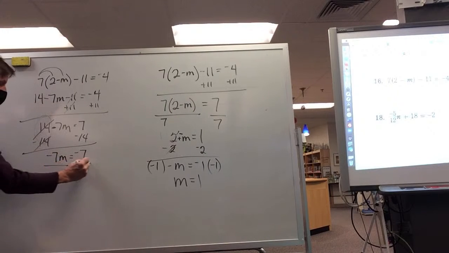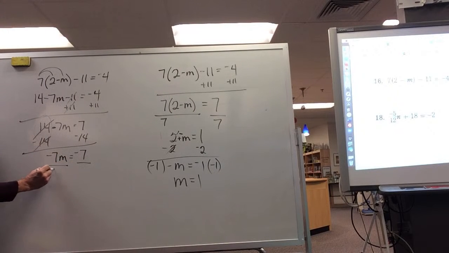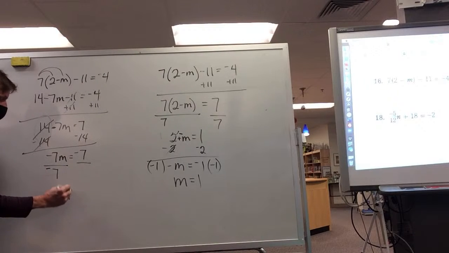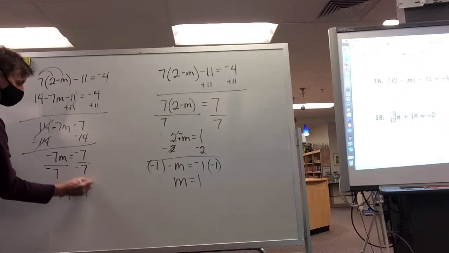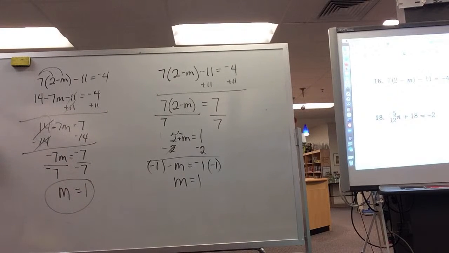Divide by. If you divide by 7, this will be negative. But if you divide by a negative, it turns to a positive. So if I divide, a negative divided by a negative is a positive, and it's 1. We don't have to check this because we did this before.